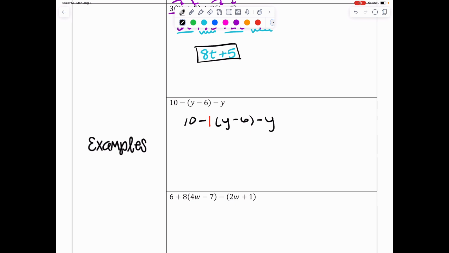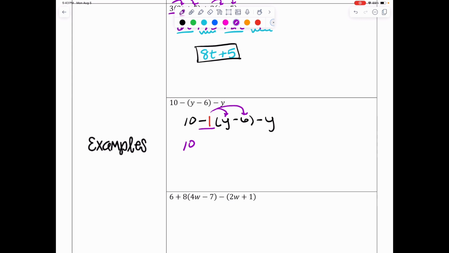And all I did was rewrite the expression, filling in that gap with the number that is really there. There's really a negative 1 in front of that set of parentheses in the middle. So -1 has to be distributed to y minus 6. So I'm going to copy the 10 down.